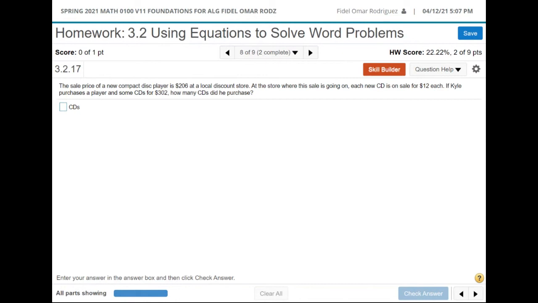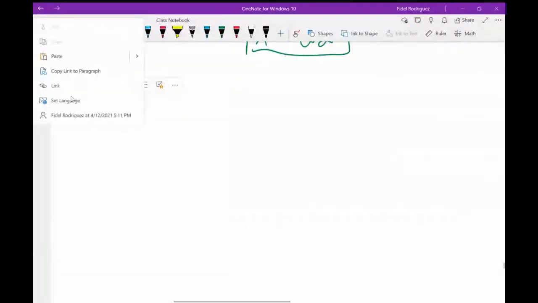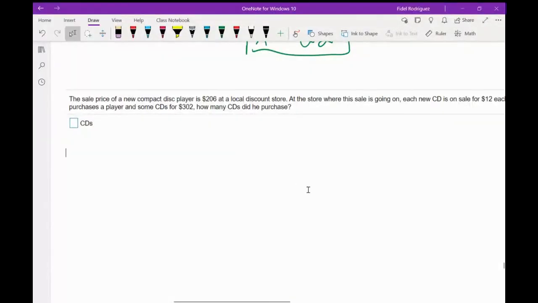So let me try this one here. Okay, so I'm going to do the same thing. I'm going to do a little copy and paste. Let me stop sharing this one, and let's share the other one. Okay, and paste.